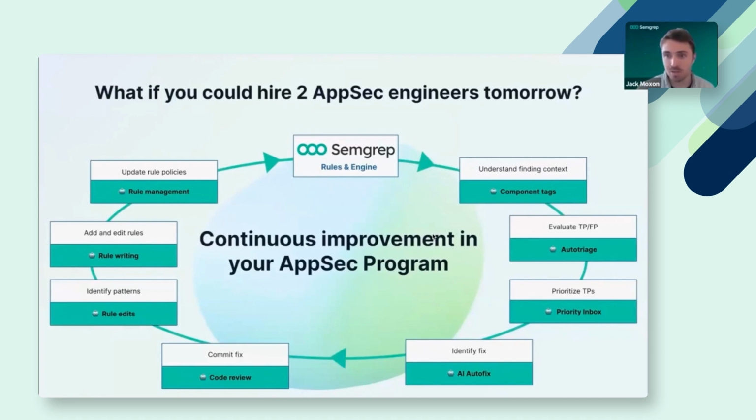So by having more hands, as it were, on your team, you can identify context better, you can prioritize fixes better, and you can help your developers actually get things fixed.